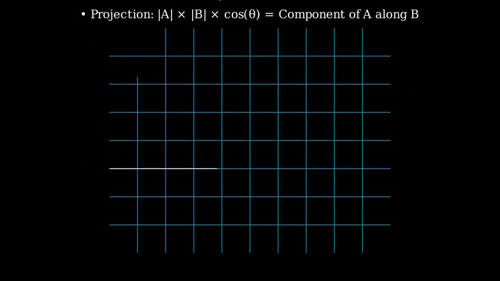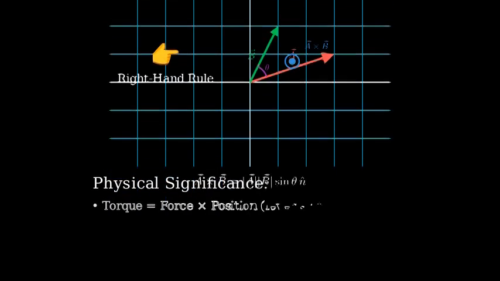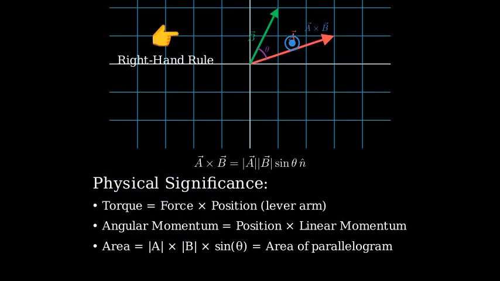Finally, let's explore the cross product, which is a vector multiplication that results in another vector. The cross product of vectors A and B is a vector perpendicular to both, with magnitude equal to the product of their magnitudes and the sine of the angle between them. The direction is determined by the right-hand rule. Physically, the cross product represents torque, angular momentum, or the area of a parallelogram formed by two vectors.